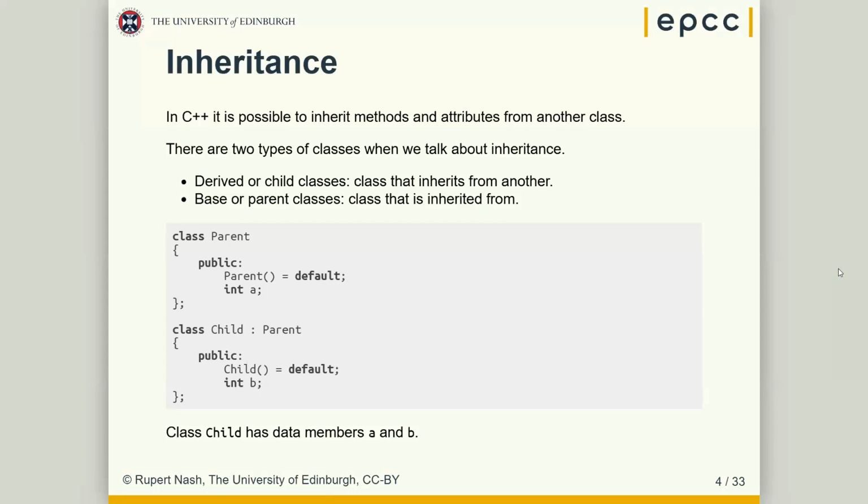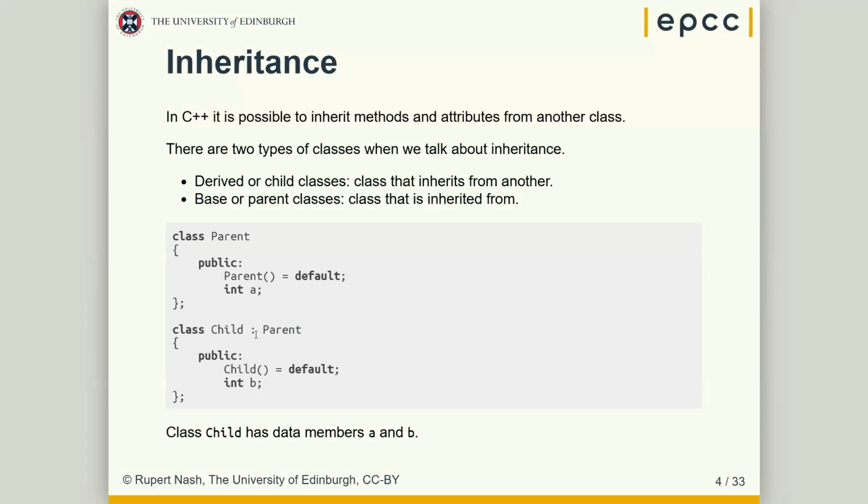So here, in this block of code, we have class parent, which has a public section, which has got a public constructor and a public data member A. And then we have the child, which itself has a public constructor child, which is set to its default, and it owns an integer B. It is also doing inheritance.